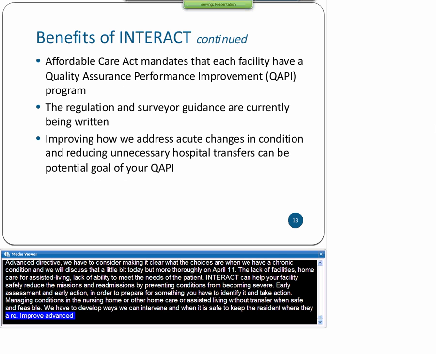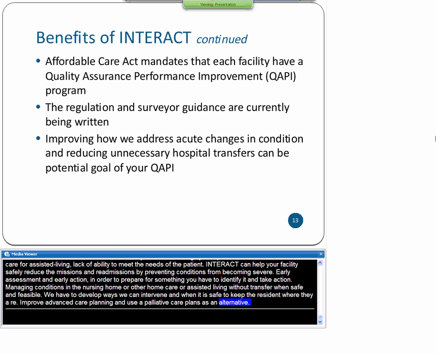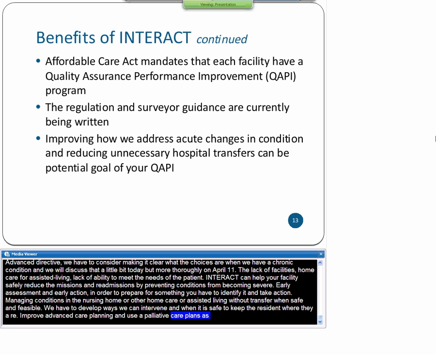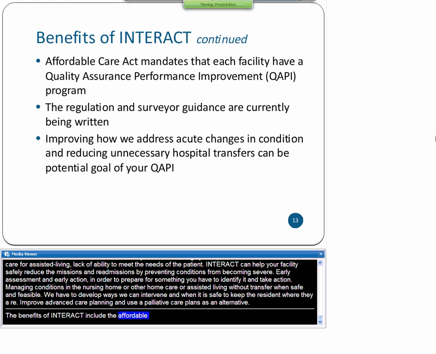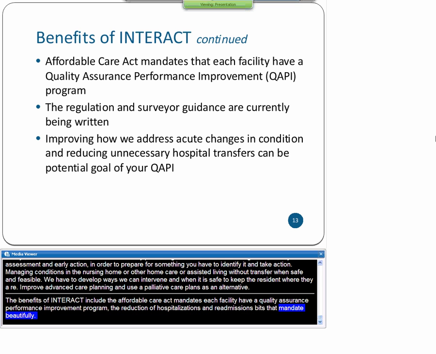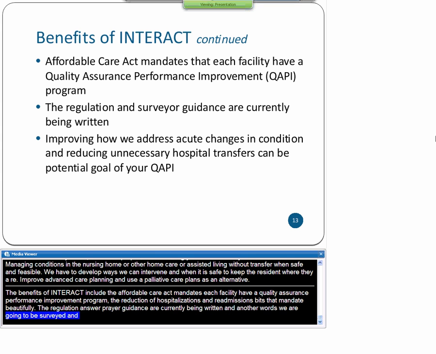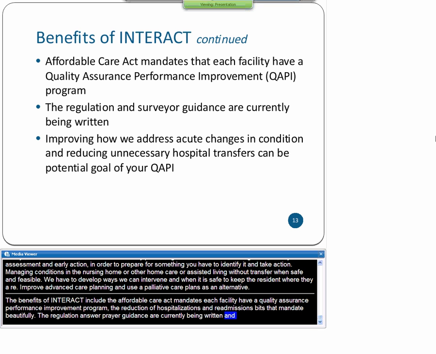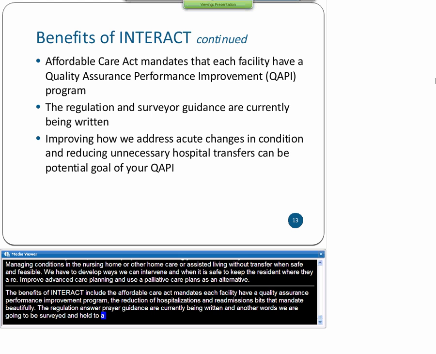The benefits of Interact also include that the Affordable Care Act mandates that each facility have a quality assurance performance improvement program. The reduction of hospitalizations and readmissions fits that mandate beautifully. The regulation and surveyor guidance are currently being written. In other words, we're going to be surveyed and held to a standard in our processes on how we're going to reduce readmissions and hospitalizations. And improving how we address acute changes in condition and reducing unnecessary hospital transfers can be your potential goal of your quality assurance performance improvement program.